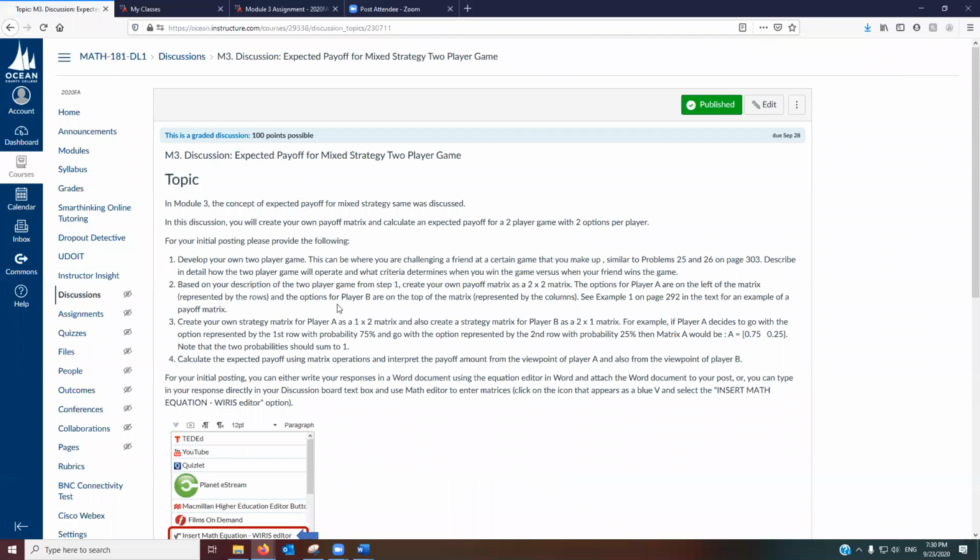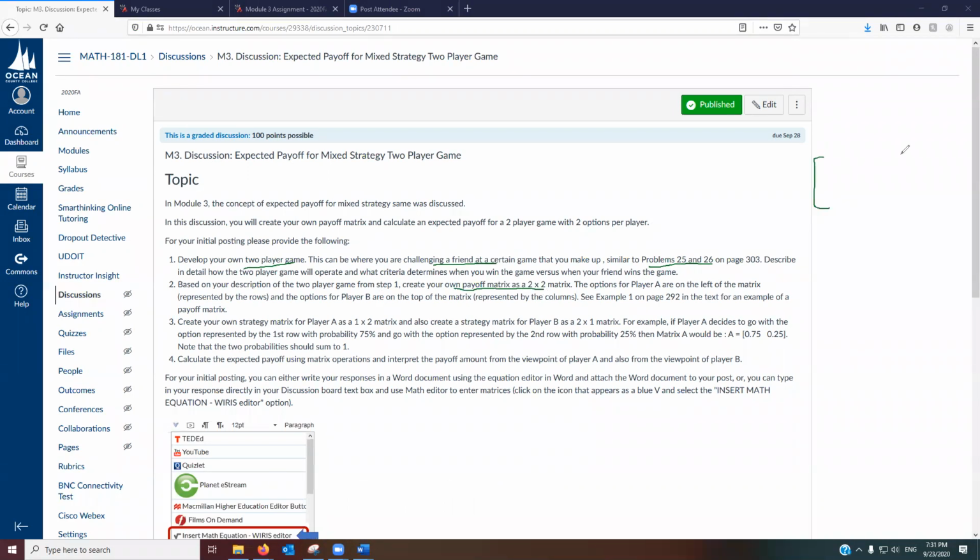All right, here's the instructions. It says develop your own two-player game, right? Imagine you're challenging a friend, and you can make up similar problems to the example we just looked at, but you're going to create your own payoff matrix. All right, so create your own payoff matrix as a 2x2 matrix.